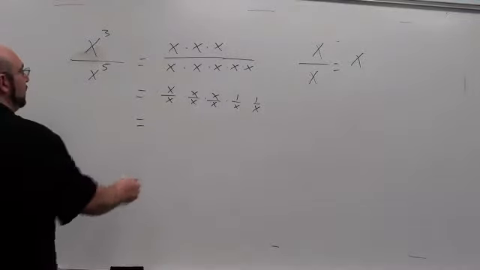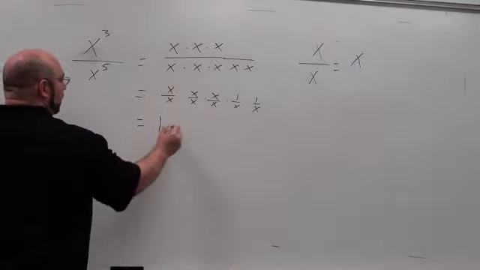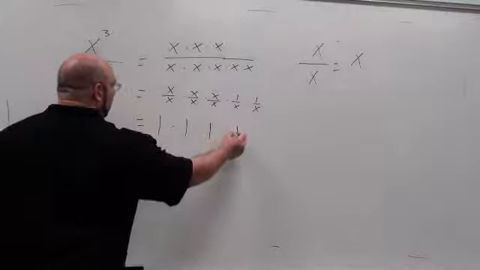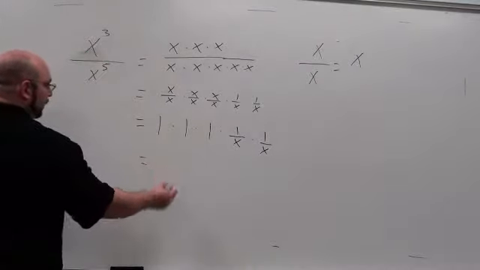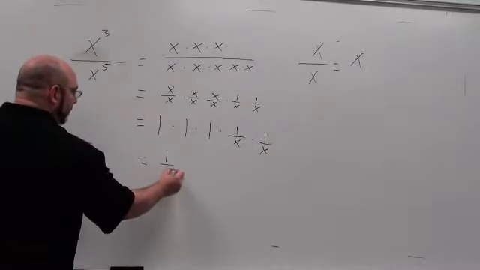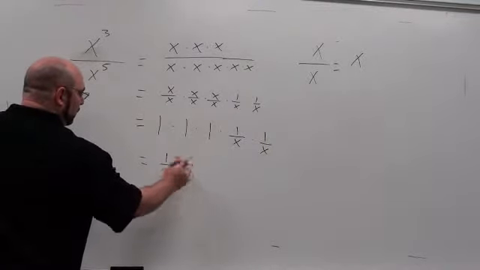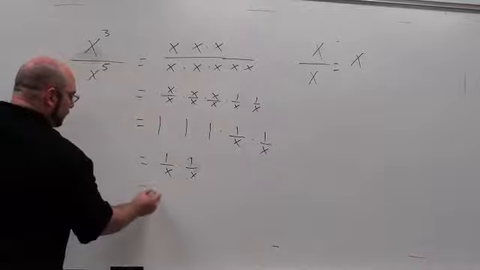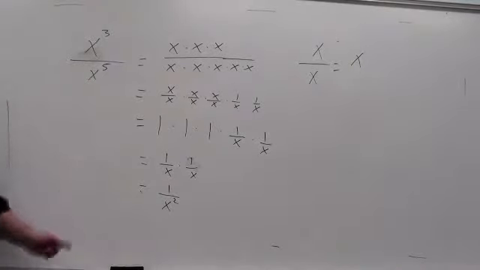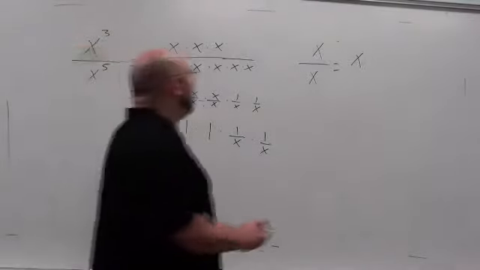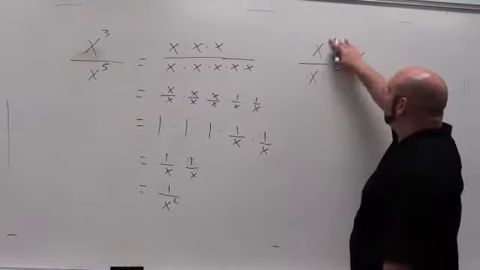Okay. All right, so x over x is 1, 1, 1, 1 over x, 1 over x, and I know that this is simply 1 over x times 1 over x, which is 1 over x squared. That's one way to do this. Come a long way. However, we can shorten this up with our rule.